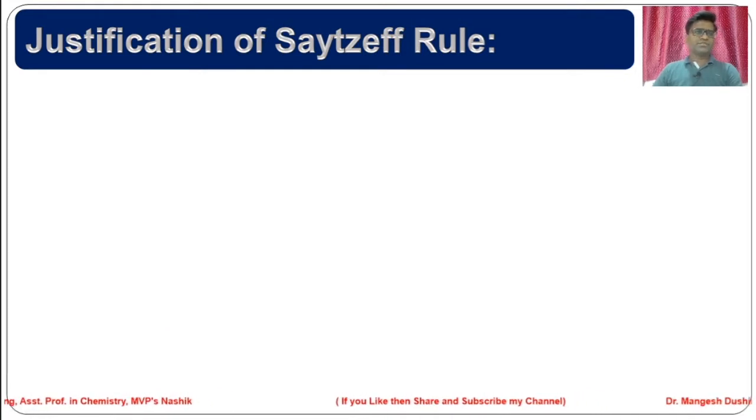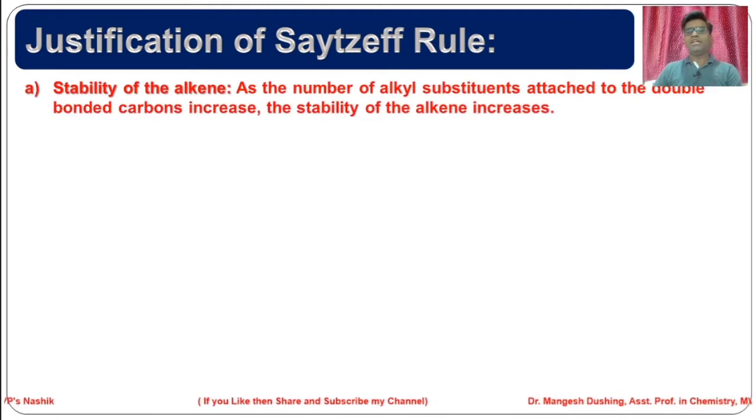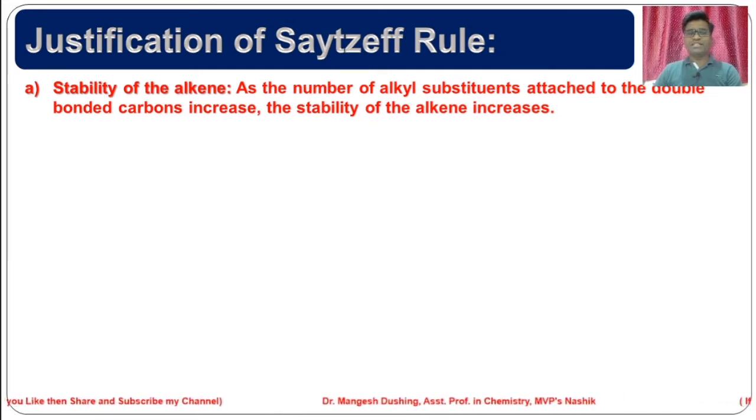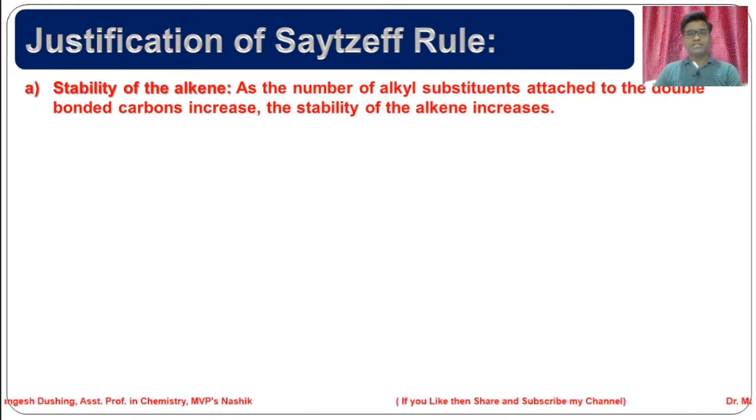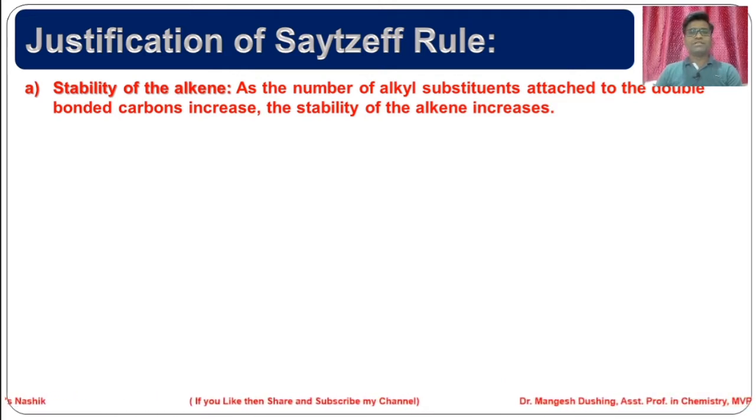What are the justifications? What are the proofs for the Saytzeff rule? So, first one is stability of the alkene. As the number of alkyl substituents attached to the double bonded carbons increases, the stability of alkene increases. More substituted alkenes are more stable, while less substituted alkenes are less stable. So, reaction ended with the more stable product, that is more substituted alkene. So according to the Saytzeff rule, more substituted alkene is obtained as a major product. The reason is more substituted alkenes are more stable than less substituted alkene.